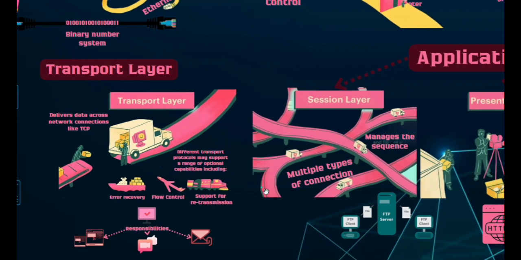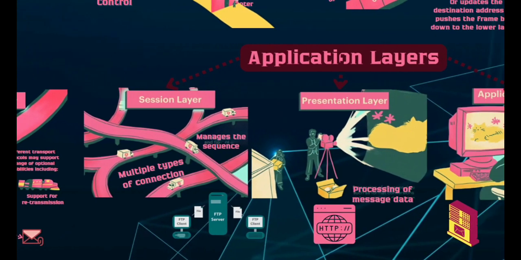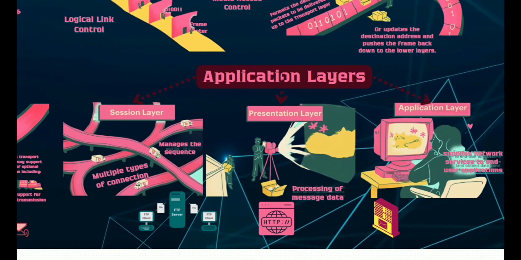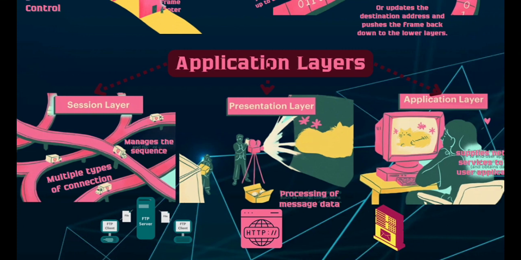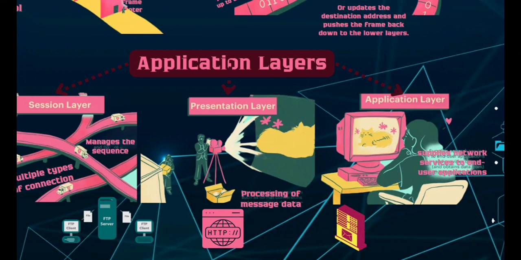The next is the application layers. There you can see three layers. So the first is the session layer. The session layer manages the sequence and the flow of events that initiate and tear down network connections. At layer 5, it's built to support multiple types of connections that can be created dynamically and run over individual networks.